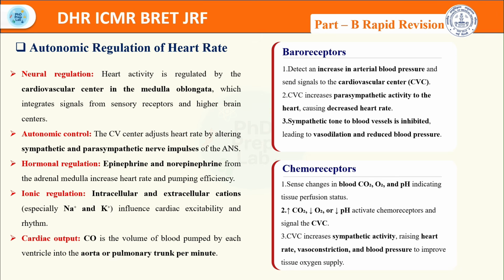Now, there is cardiac output, which is the volume of blood pumped by each ventricle into the aorta or the pulmonary trunk per minute. There are baroreceptors, which detect the increase in the atrial blood pressure, and there are chemoreceptors, which sense changes in the blood, like changes in CO2 levels, O2 levels, and pH, indicating the tissue perfusion status.